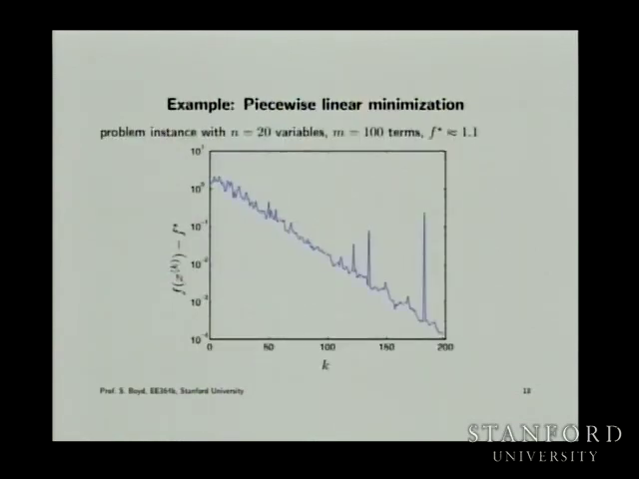And let's just take a look and see how this works. So here's a problem instance with 20 variables and 100 terms. So I guess it's a piecewise linear function. I think it's the one we've been using all along. And I guess the optimal value is around 1. So that means 1% accuracy. That means 0.1%. And that means like 4 digits of accuracy.